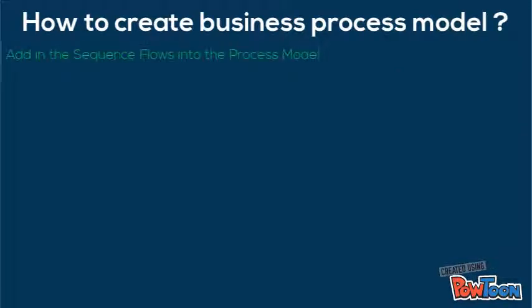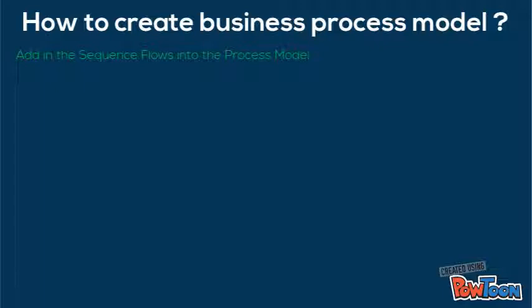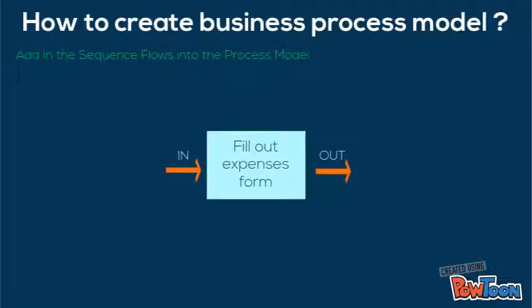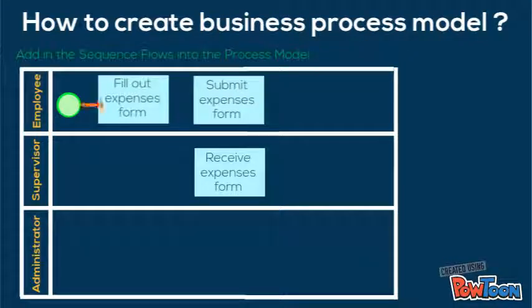Next, add sequence flow. Identify the sequence of activities and interaction between participants. Add the sequence flows into the process model. Note that all tasks must have an arrow in and an arrow out. In step 1 of the case study, the employee has to first fill out an expense form and then submit the form to his supervisor. We use arrows to signify the flow. The flow should start from the start element, to the fill out expense form task in the employee swim lane.